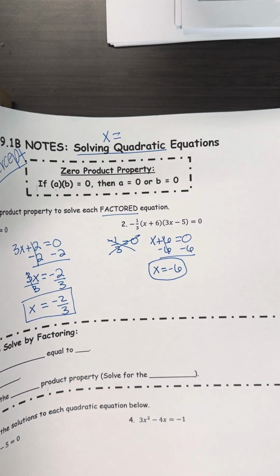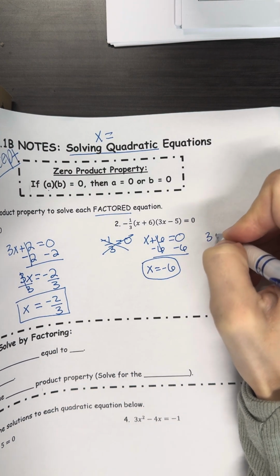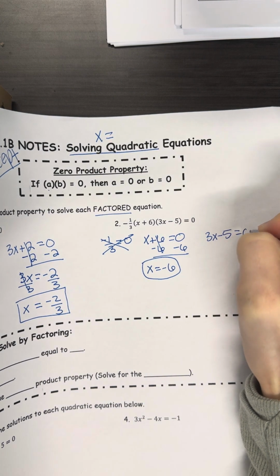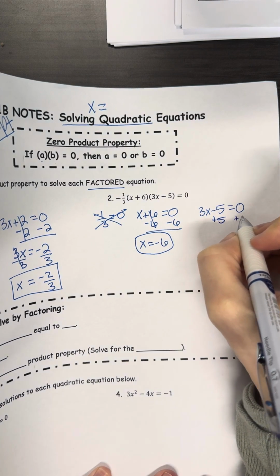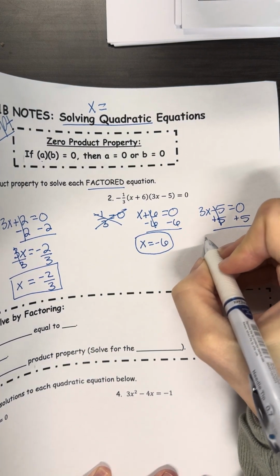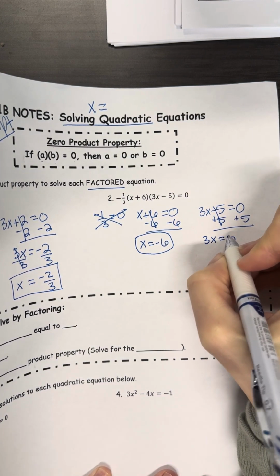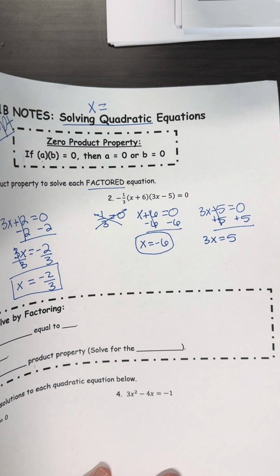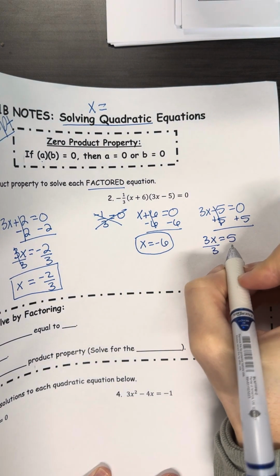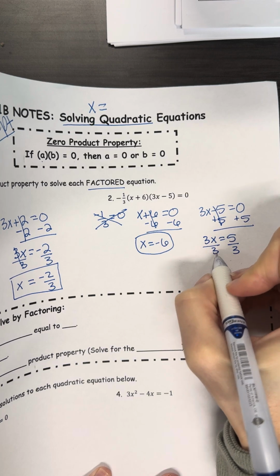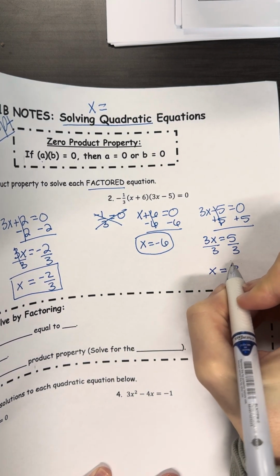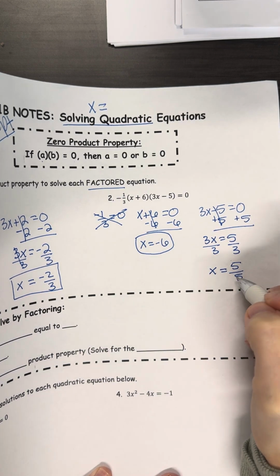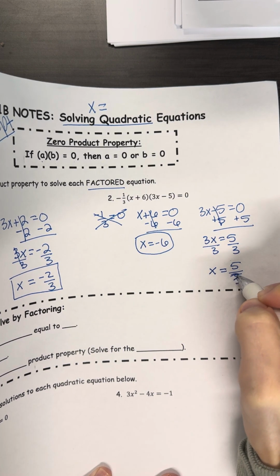That's our first x. Then we have 3x minus 5 equals 0. Solve for x. We're going to add 5 to both sides. So 3x equals a positive 5. But x is not by itself, so we're not going to subtract. The opposite of multiplication is division, so we divide each side by 3. So my second x is, not 5, 5 over 3.